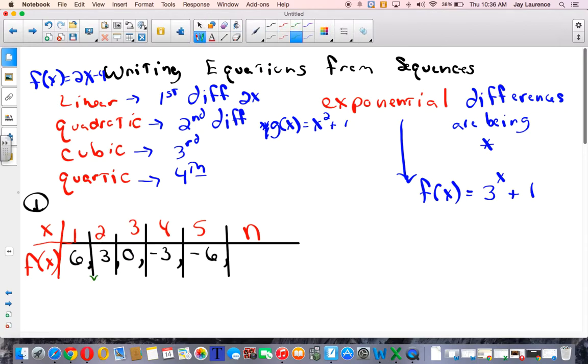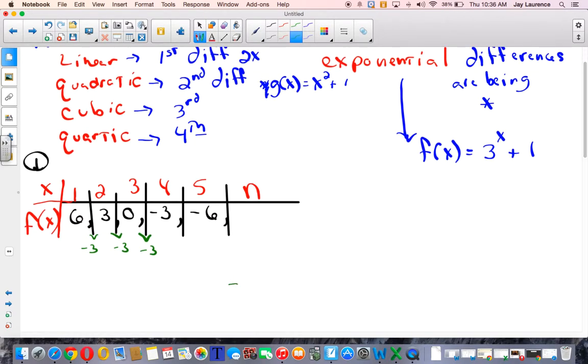Well, it looks like I'm taking away 3 every time. That means my function is going to be some form of negative 3 times whatever n is. So now I do my comparison line. Remember that comparison line, Lainey? So 1 times negative 3 is negative 3. 2 times negative 3 is negative 6. Negative 9, negative 12, and then negative 15.